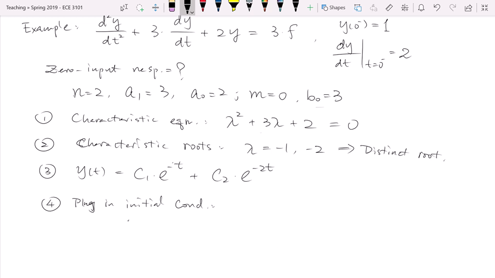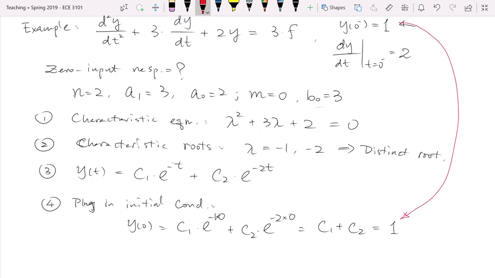And we did this, so y of 0 is 1. So if you want to do this, it would be c1 times e to the negative 0 plus c2 times e to the negative 2 times 0. And e to the 0 is 1, so c1 plus c2, and from the initial condition up here, we know it's going to be equal to 1.